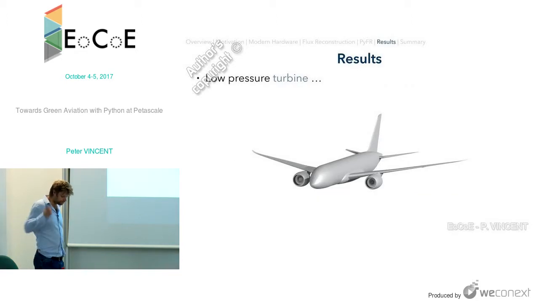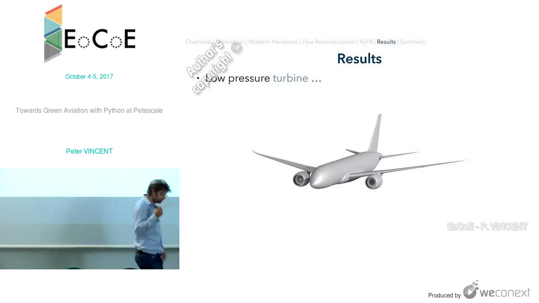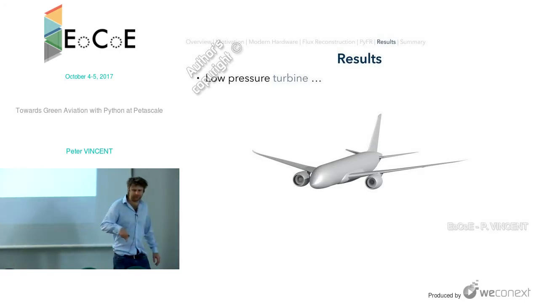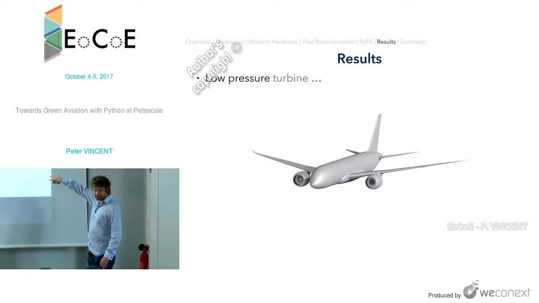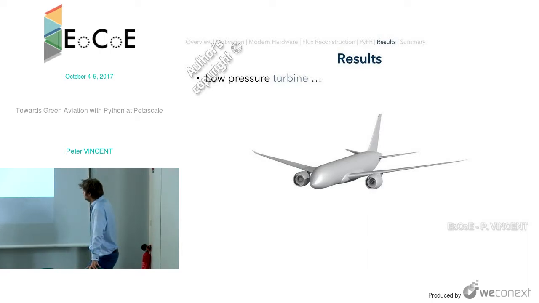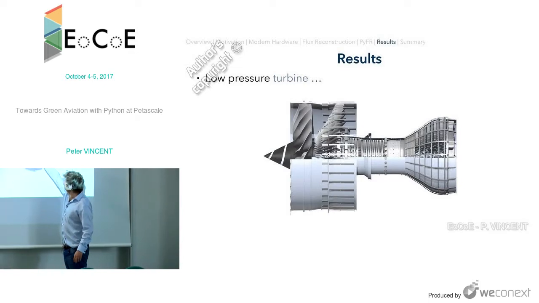So, I've talked about the algorithms, the hardware, and our implementation. Now I want to go back to this problem space of green aviation, and in particular low pressure turbine simulations, which was my motivator at the beginning. So this is a plane. This is the engine, for those of you who aren't so familiar. At the back there's something called the low pressure turbine, right at the back.